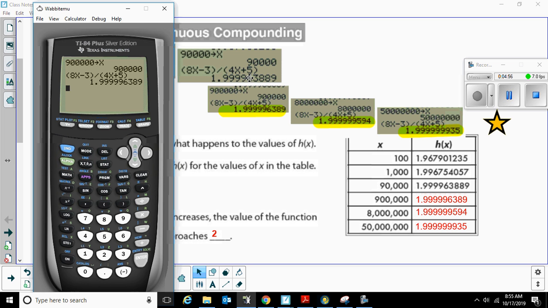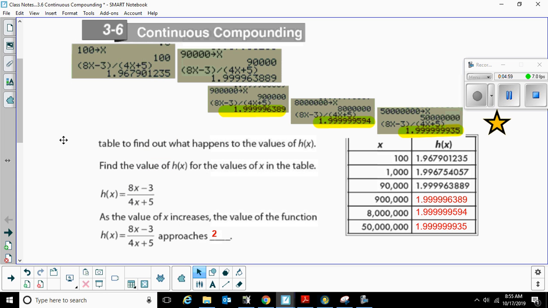So the truth of the matter is, where we're going with this is that as the value of x increases, the value of the function approaches 2. So as my x values get bigger, my y values are getting bigger, but they're stopping at 2. So the limit is 2.